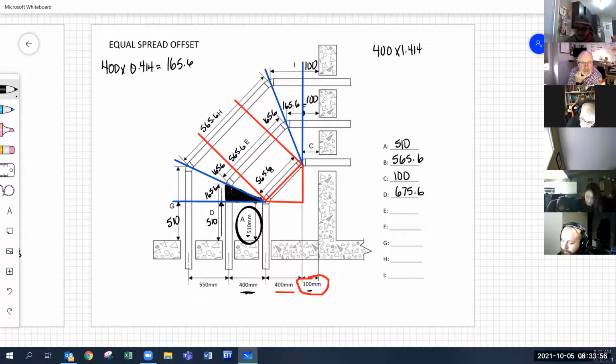So F in here is 265.6. Right. Now E is these three measurements. So E, if I do my math correct, is 896.8.